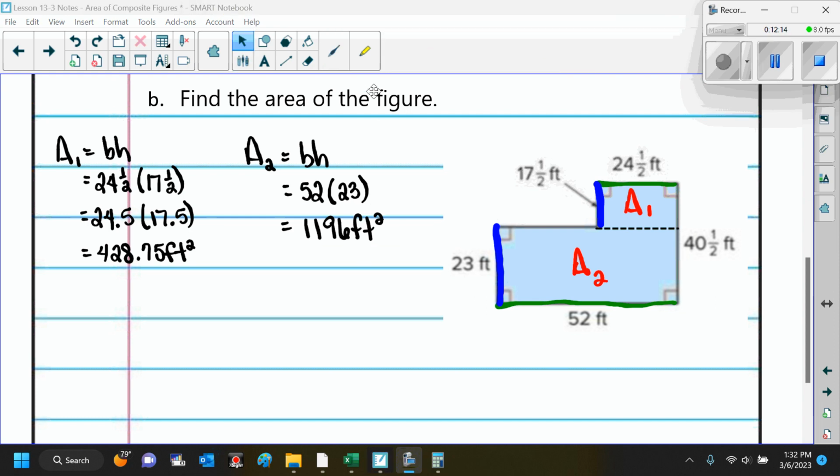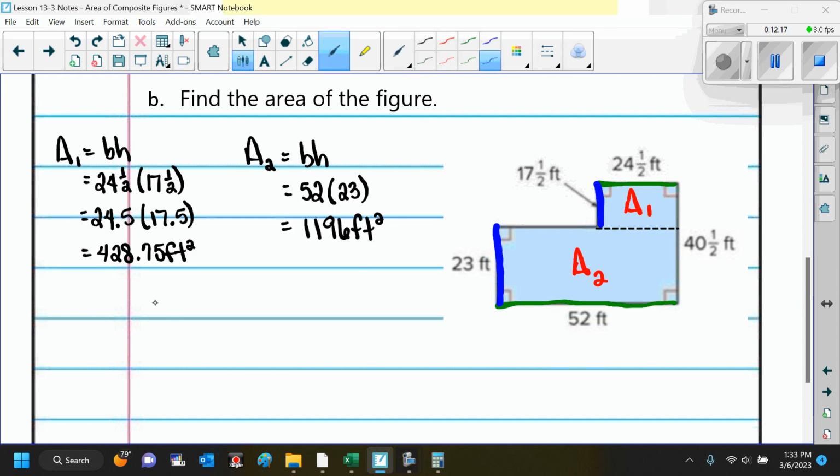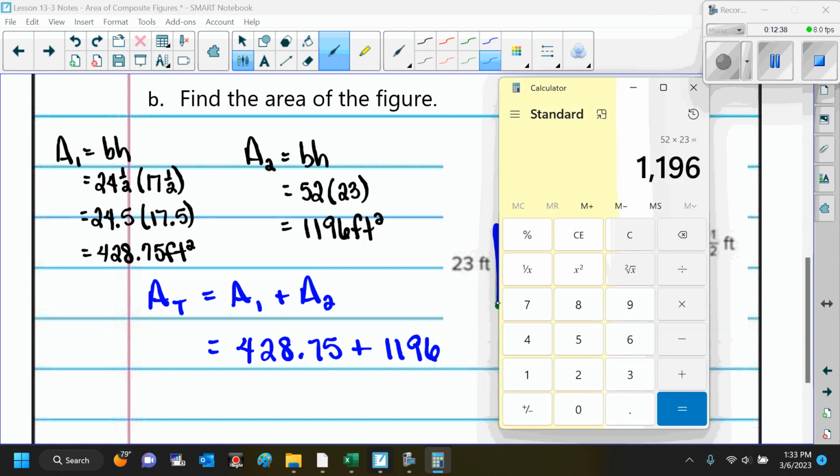So now we want to get the total area. So area sub T for total is area 1 plus area 2. So we've got 428.75 plus 1,196. I already have that 1,196 in my calculator. So now I just have to add 428.75. And there's our final answer.